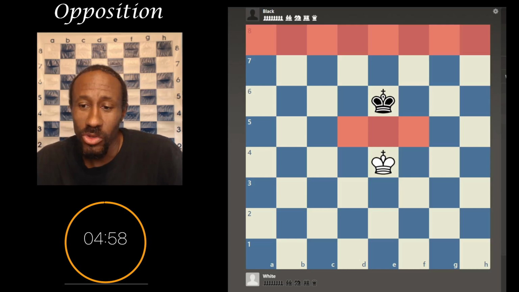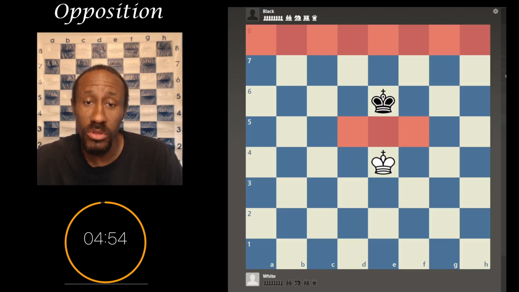Hello, today we're going to do a quick look at opposition. Again, we have 5 minutes or less to show you this key chess principle. Opposition is when two kings are directly facing each other, but since two kings can never be beside each other, there always has to be at least one square.